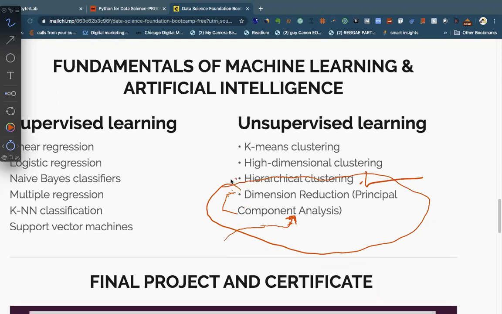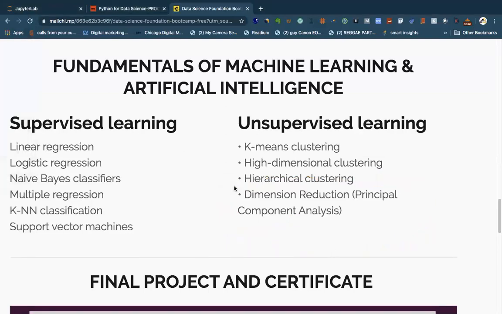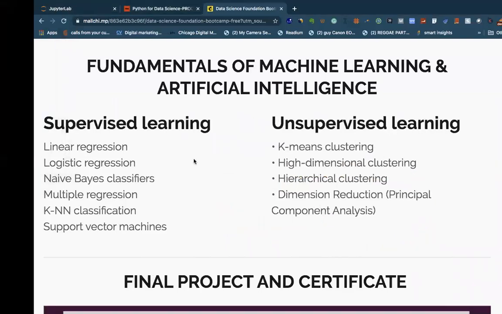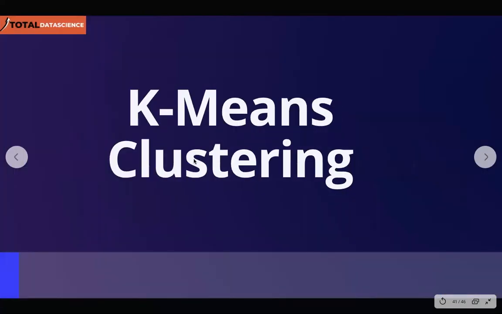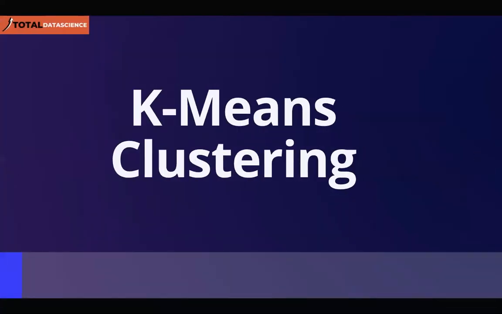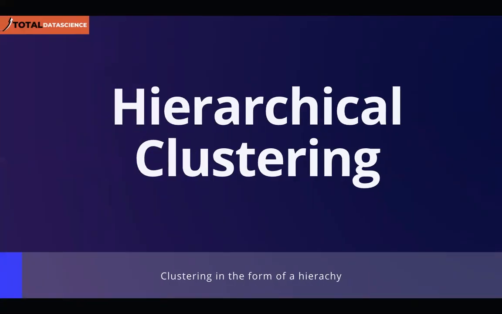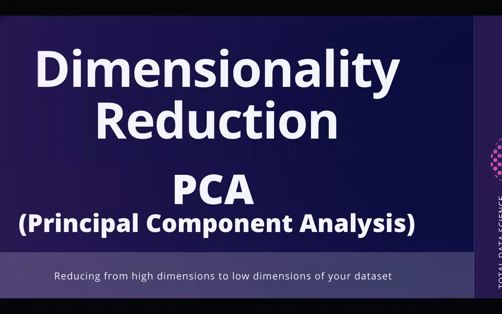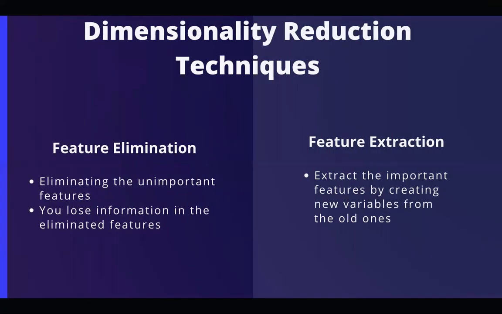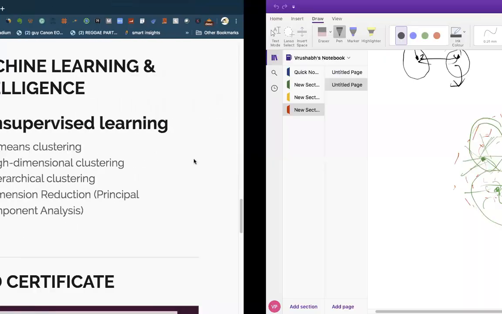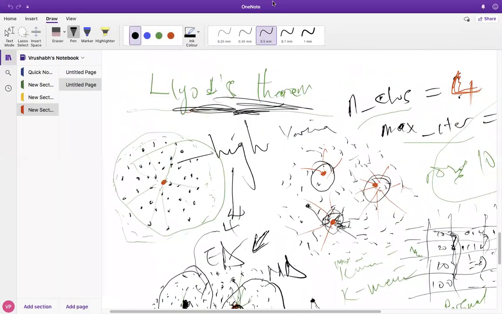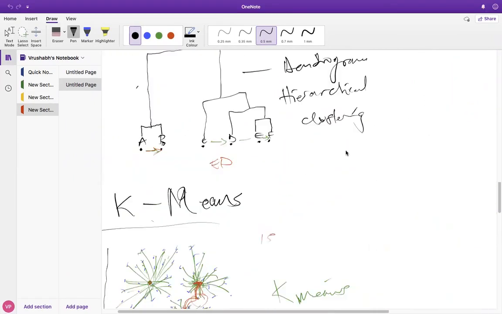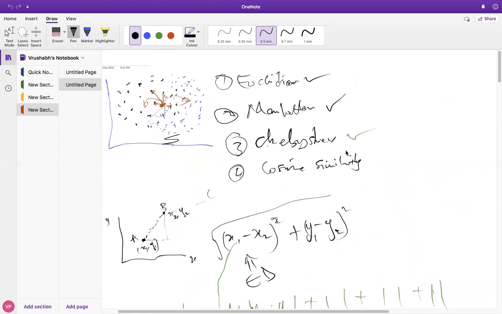So let's begin by talking about hierarchical clustering. Last week we dealt with K-means clustering. Then after hierarchical, we will be having dimensional reduction. All right. So this is what we did last week. Let me quickly recap it.